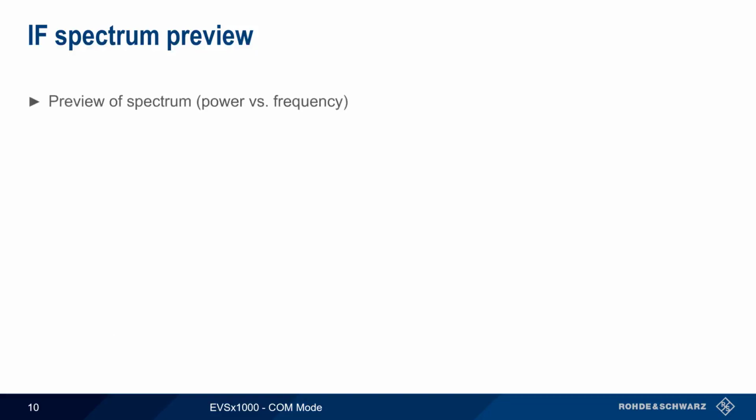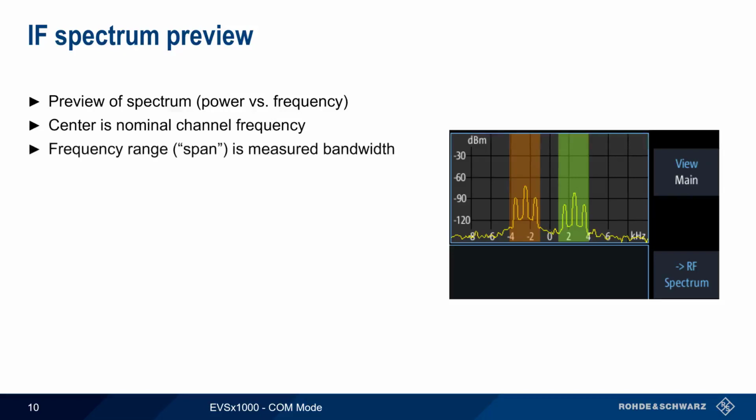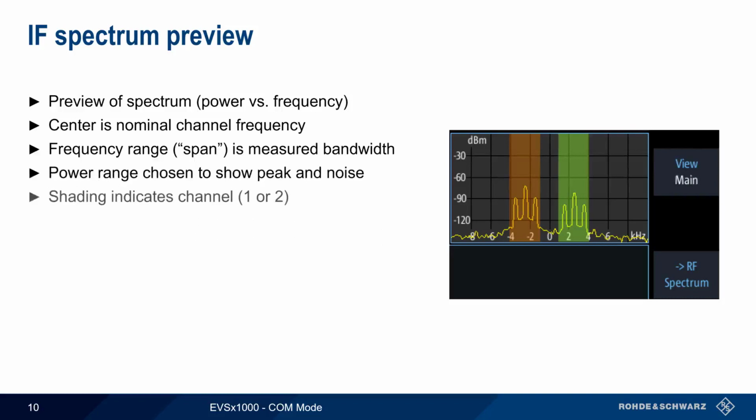The IF spectrum preview provides a plot of power versus frequency, similar to a spectrum analyzer display. The center of the display, or the zero frequency, is the nominal channel frequency, and the frequency range, or span, is set to the measured bandwidth. The EVS chooses a power range that will display both the peak and the noise simultaneously. Shading is used to indicate the channel or channels.